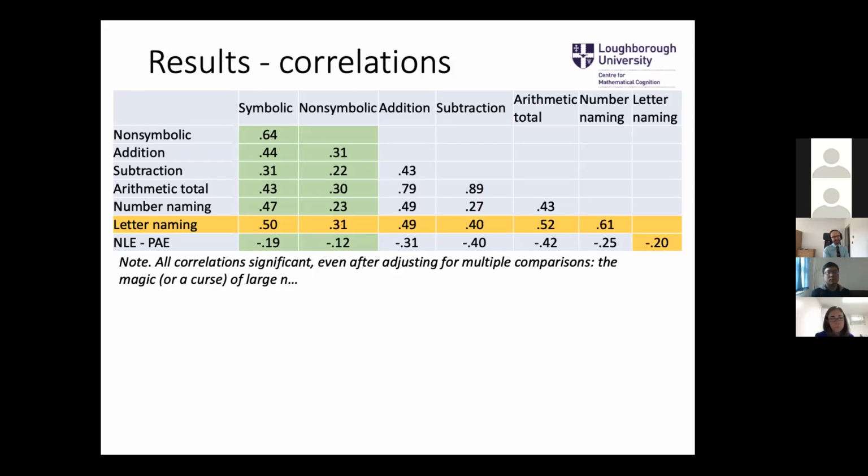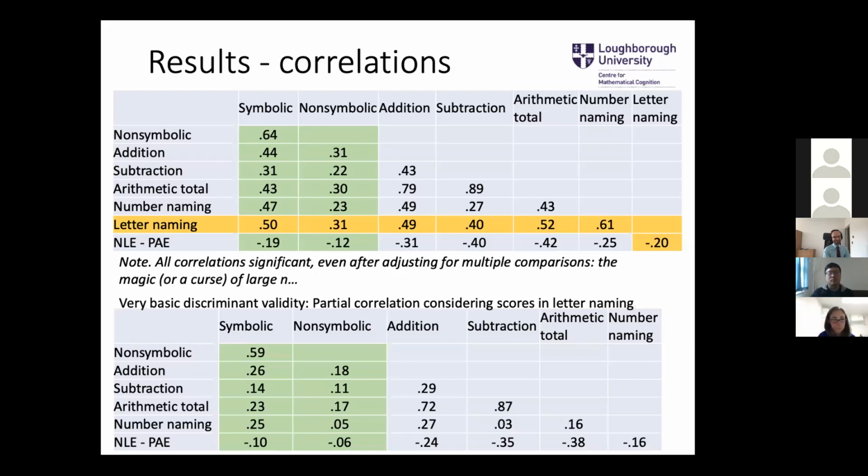And then what happens if we use, again, a very, very crude measure of discriminant validity? So this is the partial correlation controlling for the letter naming task. And as we see, all the correlations dropped quite dramatically, especially the ones with the arithmetic score. It just drops by half, so to say.